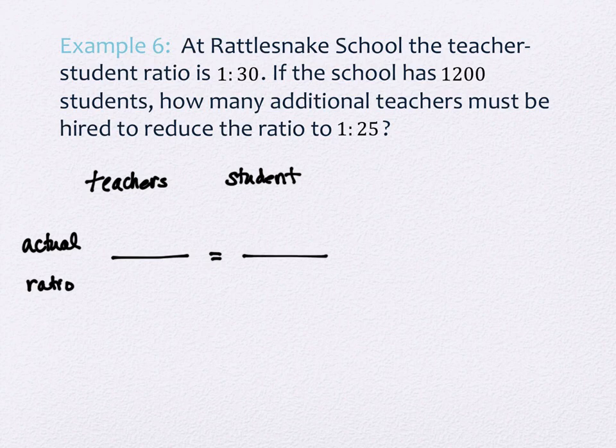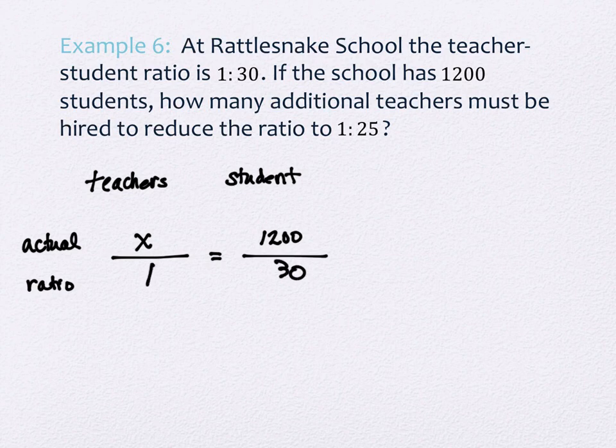So how many actual teachers are there? We don't know, right? This is the unknown quantity. Give it a letter name. I don't care. I'm going to call mine X. How many actual students are there? 1,200. We actually know that one. There are 1,200 actual students. What is the ratio of teachers to students?